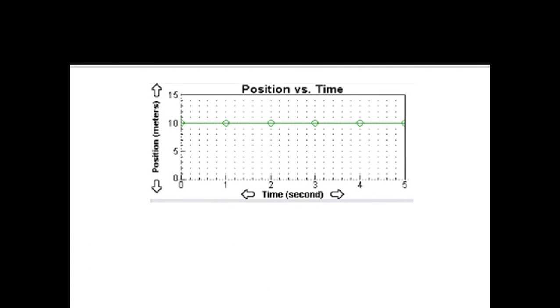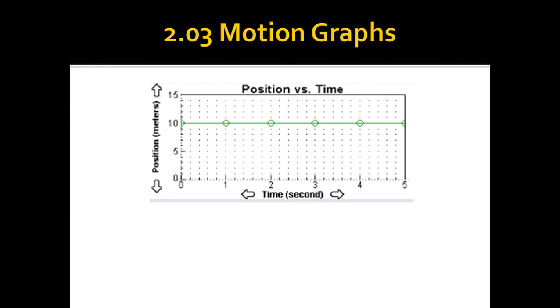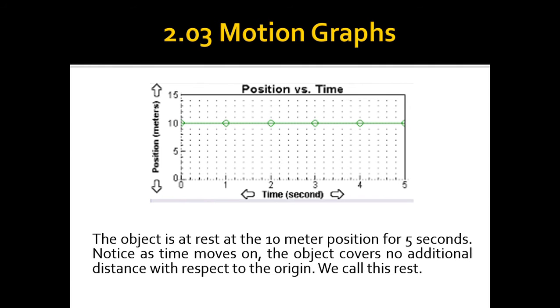Now here we have a graphic that is a little bit different. You can notice that it has a mark at the 10 meters position, and it continues there even though the time still increases. So here is the interpretation. The object is at rest at a 10-meter position for 5 seconds. Notice as time moves on, the object covers no additional distance with respect to the origin. We call this rest. So basically, when an object is not moving from its position, it is at rest.